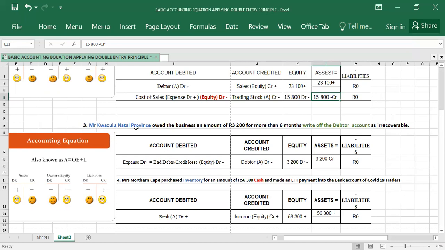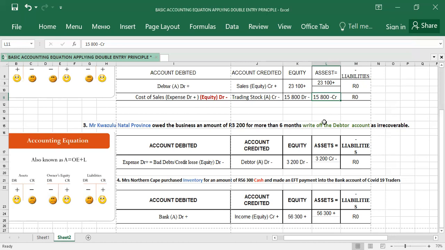Now, Mr. KwaZulu-Natal province is our debtor. We previously sold goods to him, but he did not come back to pay for the goods that we have sold to him. He still owes us because we sold goods to him, so he was supposed to be paying us. Then he failed to pay us for how many months? For more than 6 months. Each and every business has its own policy. According to the policy of the business, if a debtor fails to pay the money of the business for more than 6 months, that particular debtor must be written off as irrecoverable within our business books.